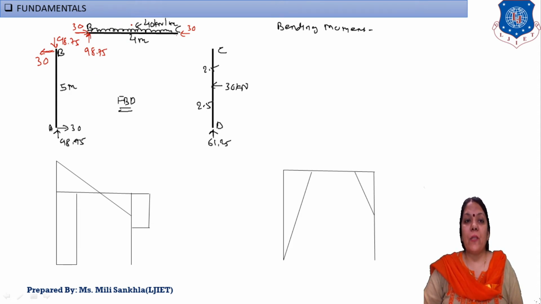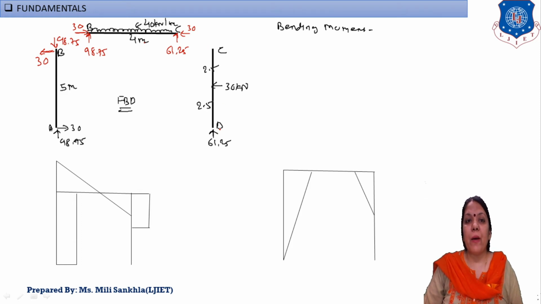98.75 in up direction, 40 into 4, 160 acts in down direction. 160 minus this 98.75, answer is equal to 61.25. Summation of these two forces is equal to 160. 160 force acts up and 160 force acts in down direction. Ultimately our condition sigma V is equal to 0. That means my BC member is also balanced.